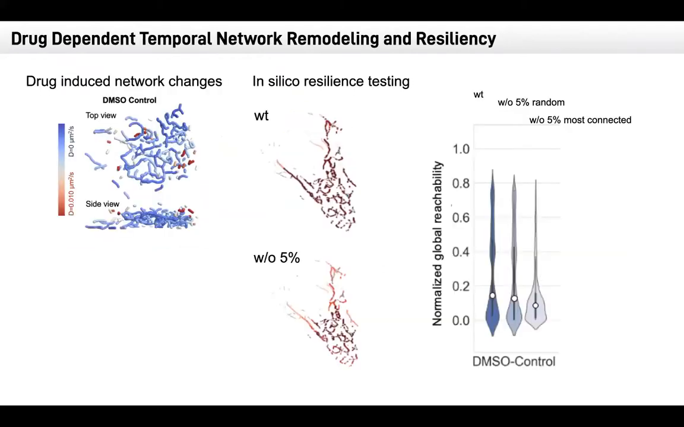This is just a hint of the direction in which we are going. We would like to know how the mitochondrial network is changing with respect to drug treatments. What you have here on the top left is the control mitochondrial network color-coded by diffusivity.